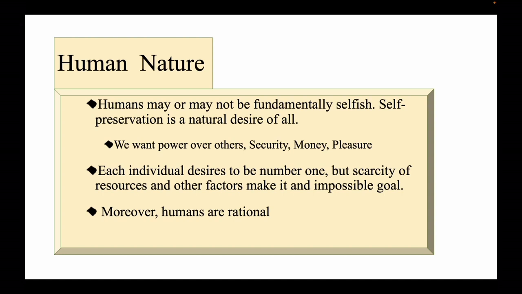And what else do we know about human nature? We know that each individual desires to be number one. But there's scarcity, very often. Scarcity of resources and many other factors that make it impossible for everybody to be number one. Furthermore, we know that human beings are rational. We have this capacity of reason. Now, that doesn't mean that we always exercise such a capacity, or we're capable of exercising such a capacity. But we have the capacity of rationality.